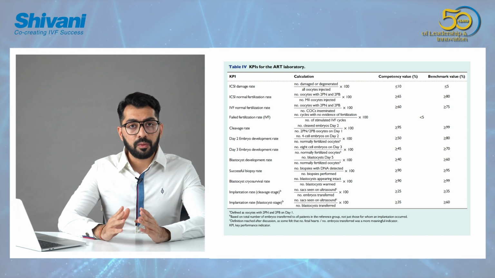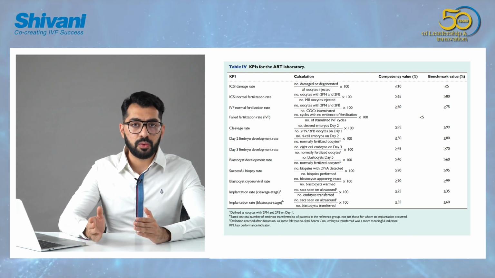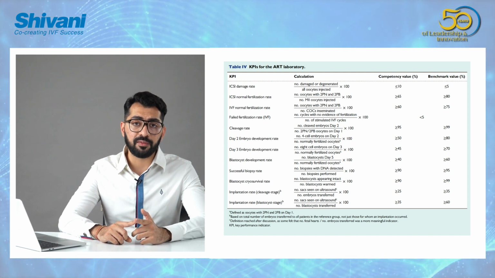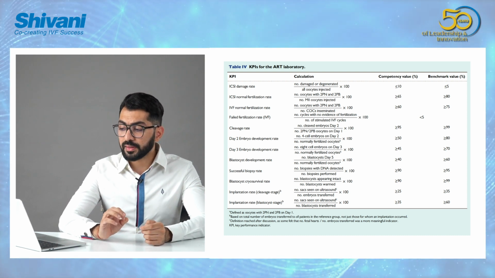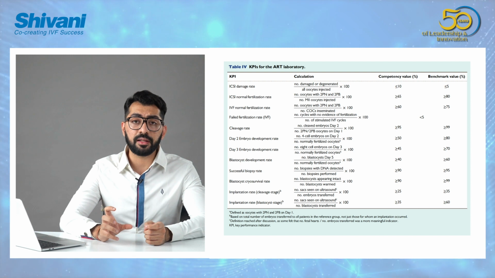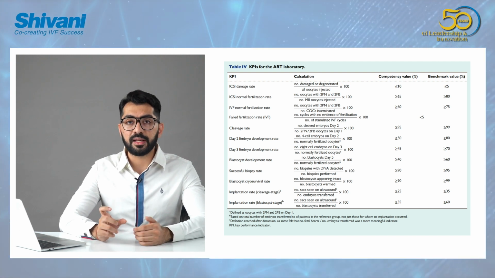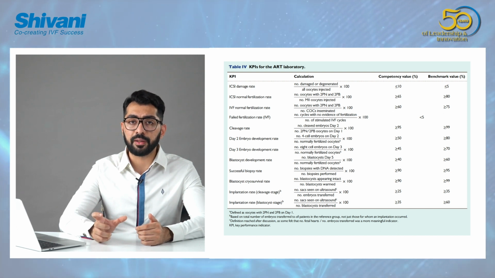Okay, now talking about cleavage rate, the next two indicators are basically day 2 development rate and day 3 development rate. Here what we are assessing is, for day 2, the number of 4 cells that are forming on day 2. For day 3, we are assessing the number of 8 cells that are forming.